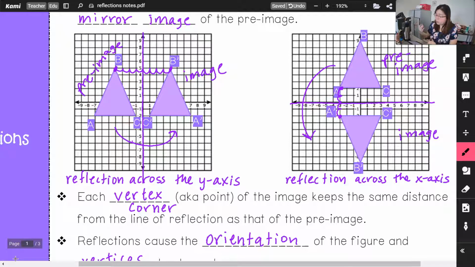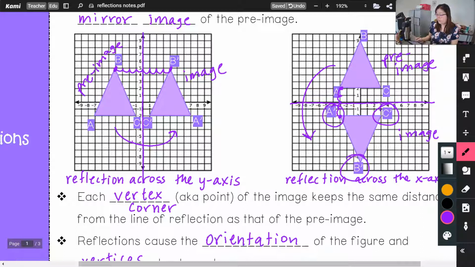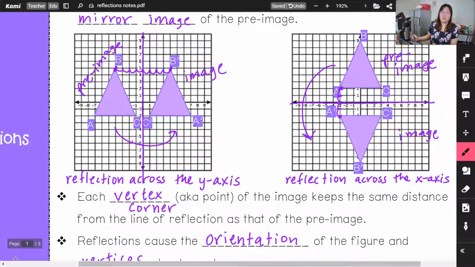right? Remember, orientation of the vertices is looking at the order of the letters on the corner. So originally we have A, B, C, right? If we go clockwise, A, B, C. Well, after we flip it, it's not A, B, C anymore. You pick a point and go clockwise. So we start with A prime, C prime, B prime. So it went from ABC to ACB. Okay? And so that means that the orientation of the vertices has changed. So this is a lot more interesting than translations where nothing really changed much.